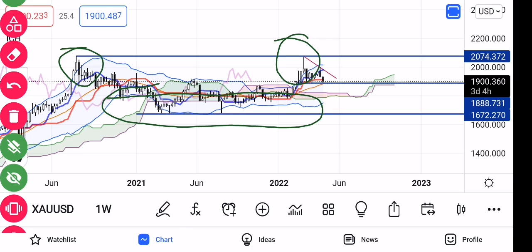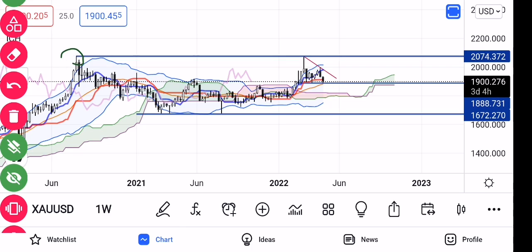confirmed this level here as a resistance for that shooting star, which if it is correct would indicate that gold is gonna come down. Okay, how far we don't know, but you can say probably back to its original position. Okay, so that's on the weekly, right?